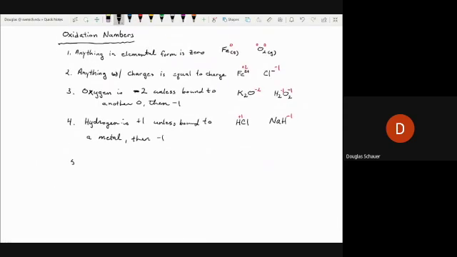Okay, the fifth rule has to do with the halogens. Okay, so the halides are usually -1. Okay, and fluoride can only be -1. Okay, but chlorine, bromine, and iodine can take on others.